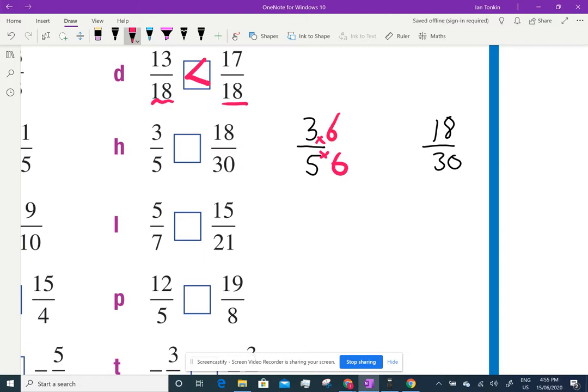And if you don't know your times tables, well then you're going to have to struggle. You have to really work on your times tables. So 5 times 6 is 30, and 3 times 6 is 18. And all of a sudden, we can see that these two things are equal. So inside this little box here, we can put an equal sign because those two things are equal.